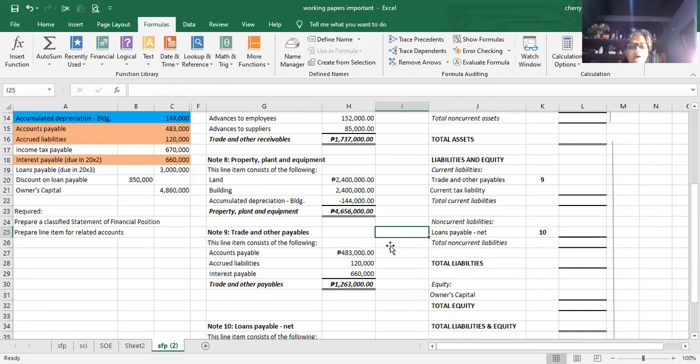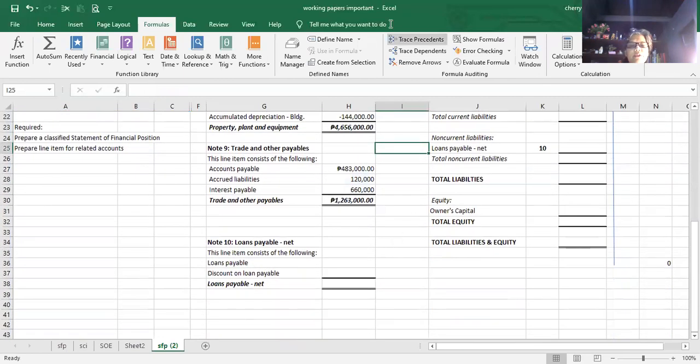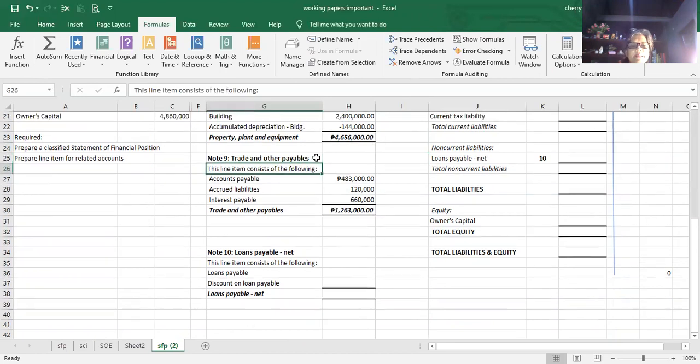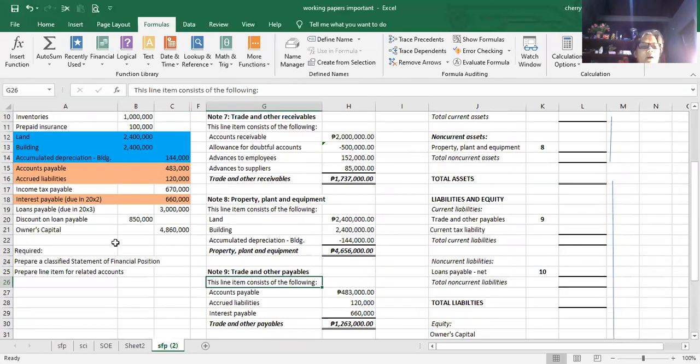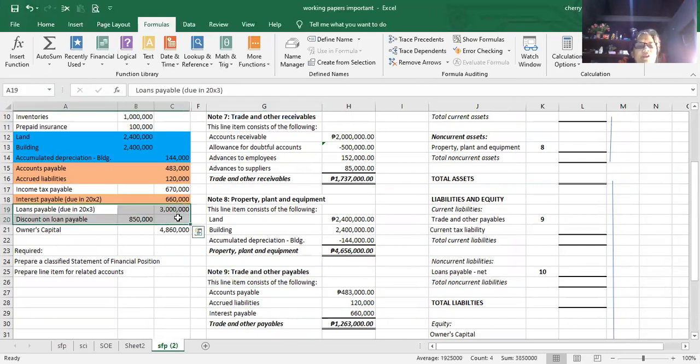Okay. How about note 10, loans payable, net? This line item consists of the following: loans payable and discount on loans payable. So, this one. What color do you want?